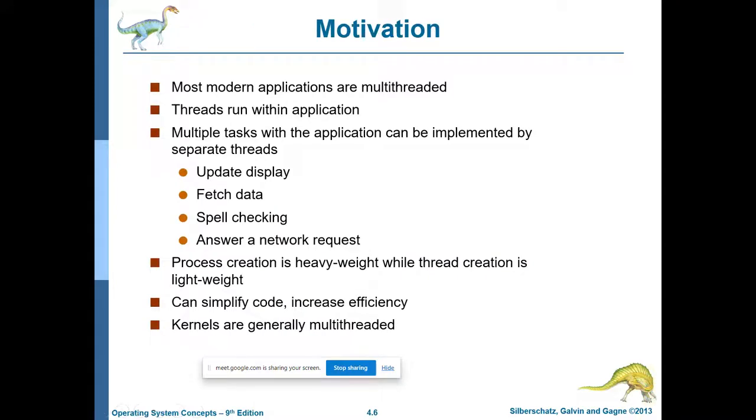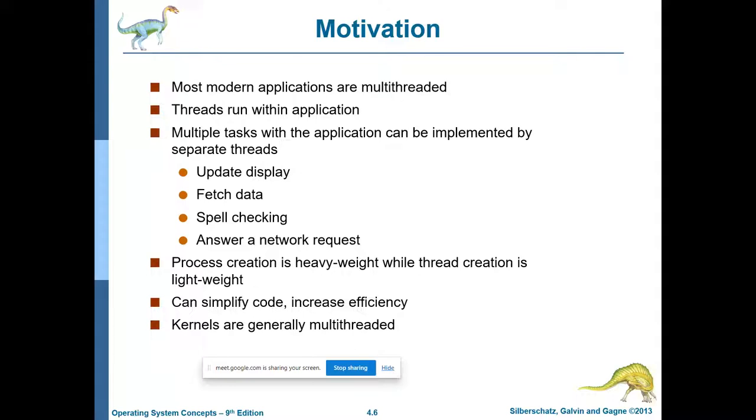Next, what is the reason we go for multi-threading? First, most modern applications are multi-threaded. All the applications are multi-threaded, so threads run within the applications. As I said, one application is going to have multiple threads. Here is an example, see here: multiple tasks within an application can be implemented by separate threads. Multiple tasks to be done by one application are done by multiple threads.